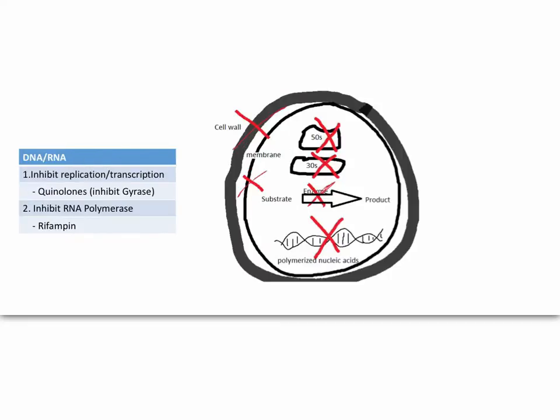Now, there are a lot of things that target the DNA and RNA of bacteria because bacteria use different enzymes for their polymerizations and for their gyrase and everything else. They use a lot of different enzymes than humans do, and they're so different that they're easy to target. For example, the quinolones inhibit gyrase. Rifampin inhibits RNA polymerase. And there's just a lot of different ways to target the bacteria DNA.